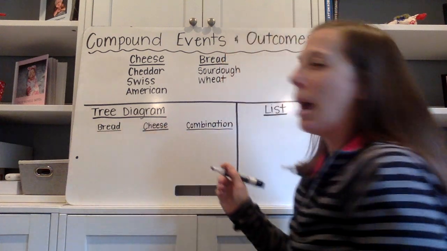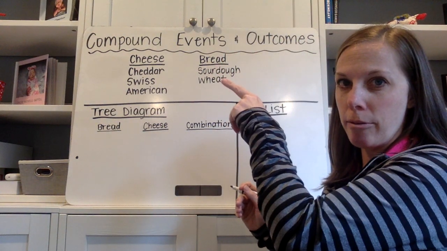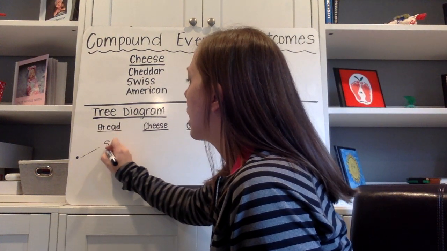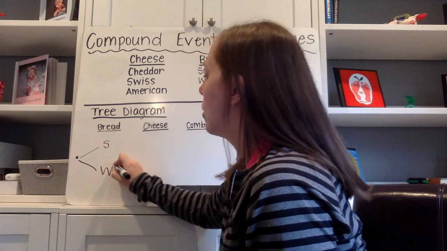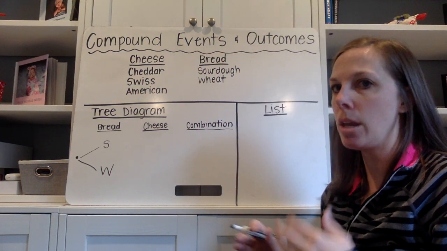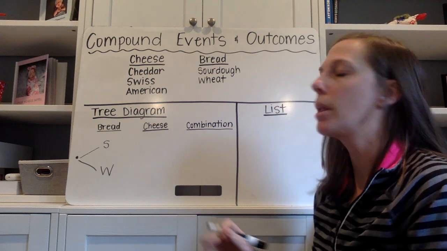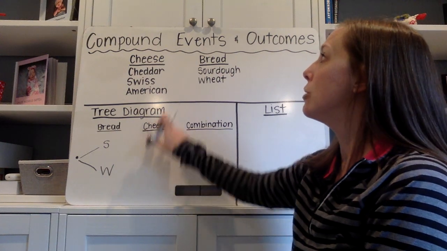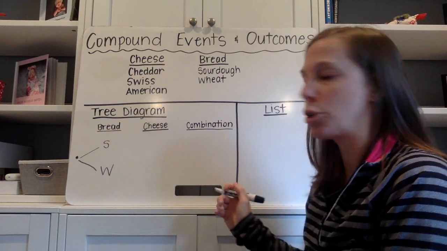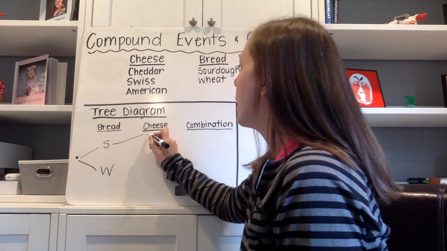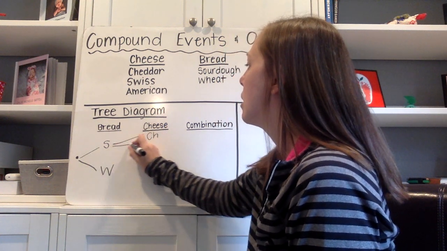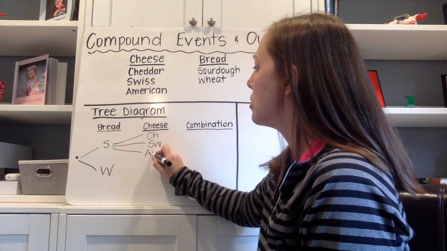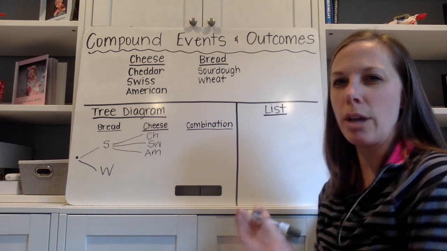First I'm going to do a little abbreviating so I don't have to write out every one of these words up here. For my bread choices, I can choose either sourdough bread or wheat bread. Either one I choose, there's my first step. Now, if I've chosen sourdough bread, I can still choose any of these three cheese options. I could choose cheddar cheese, Swiss cheese, or American cheese. Do you see how it's branching out there?